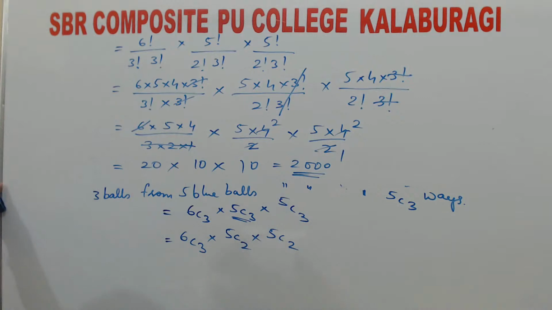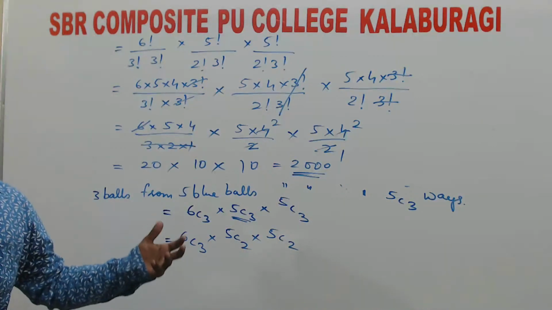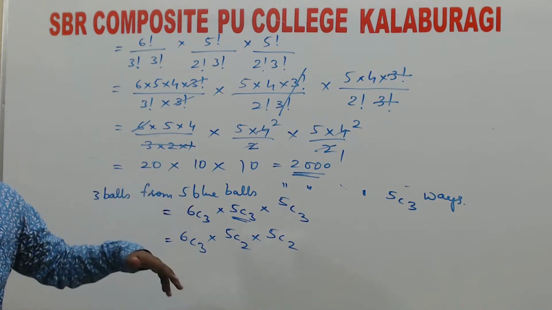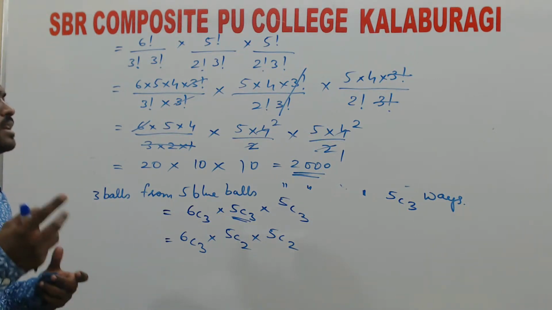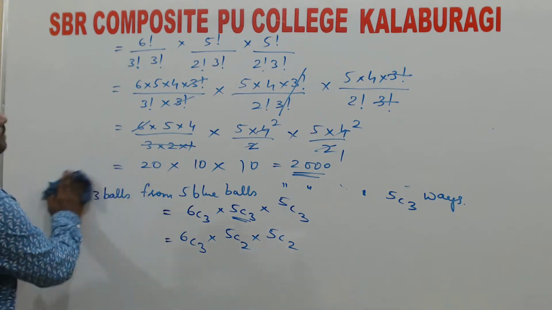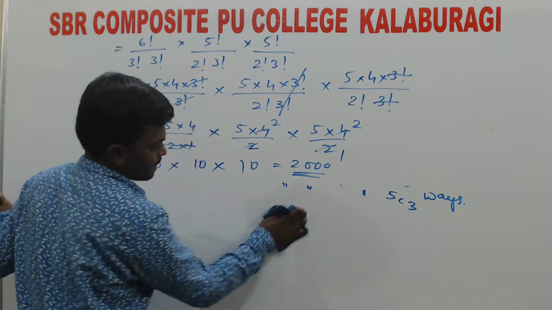So there are 2000 ways in which you can pick 9 balls from red, blue, and white balls in such a way that every color has 3 balls. Okay. So now next question.